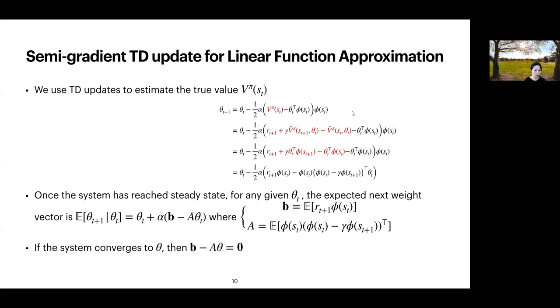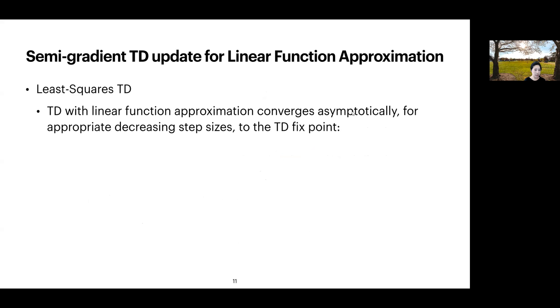Okay, because of the observation in the previous slide, we're ready to introduce the so-called least squares TD. Why do we call it least squares TD? We know that TD with linear function approximation converges asymptotically if we choose appropriately decreasing step sizes alpha. It will converge asymptotically to the TD fixed point. This is some knowledge we accumulate by learning optimization. So this TD fixed point would have theta equal to A inverse of B, right? Due to this thing here.